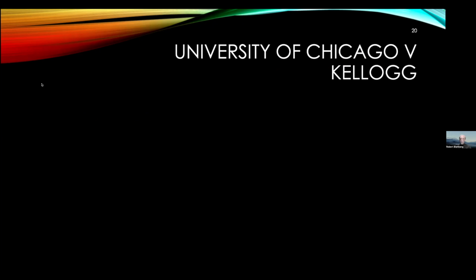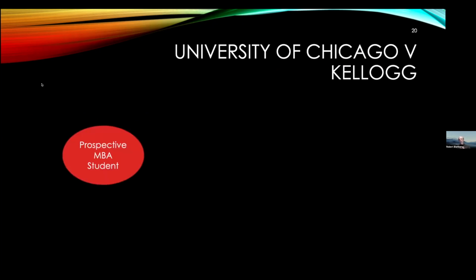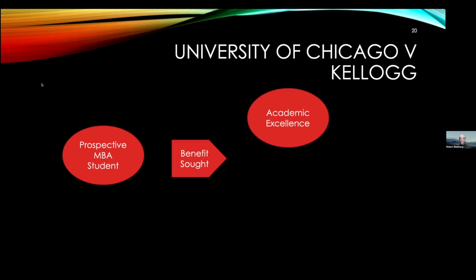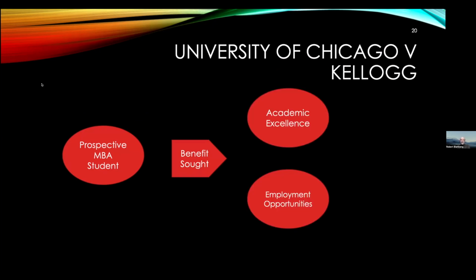Another example of this is Kellogg versus the University of Chicago. And I apologize, these are so current in my mind for something else I'm doing. So the target is the prospective MBA student. The benefits sought: academic excellence, or employment opportunities. So I was at the University of Chicago. Business Week came out and did some of their first surveys. And what it showed was that Kellogg was number two. Number one was Dartmouth. Number two was Kellogg. And the University of Chicago was down at 6 or 7 or 8. And the dean of the University of Chicago was really upset about this, obviously felt that the University of Chicago was far superior to Northwestern. Whether it was or wasn't is a different question.